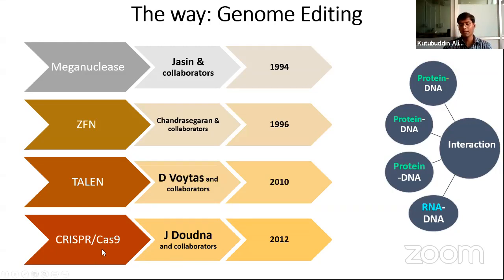But in case of CRISPR-Cas9, it is not like that. It depends on RNA-DNA interaction. So if you want to go for a new gene editing, then you have to design a new RNA because it depends on RNA-DNA interaction. So you don't have to go for new protein designing. That's why CRISPR-Cas9 is the easiest among these four, and it became very popular because of this simplified way of going from one gene to another, one gene to another.